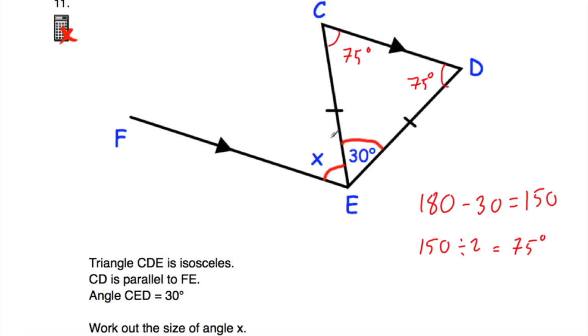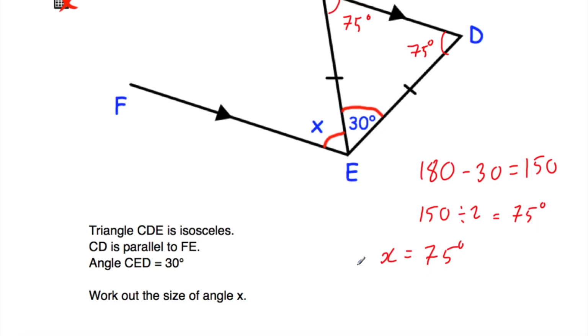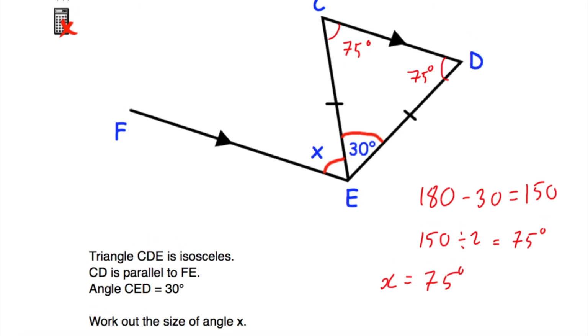That's fantastic. Now we want to find the size of this angle here, X. If we have a look at our two parallel lines, this line and this line, we can see we've actually got the Z shape, so we've got alternate angles. Angle DCE will be the same size as angle CEF. So X is equal to 75 degrees because it's alternate to that angle. The question doesn't ask us to write down any reasons, so X is 75 degrees, and that's it.